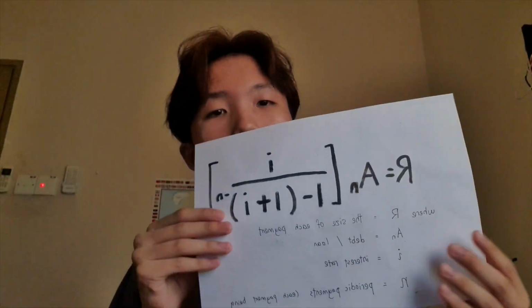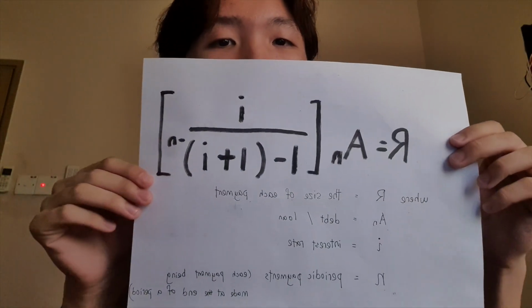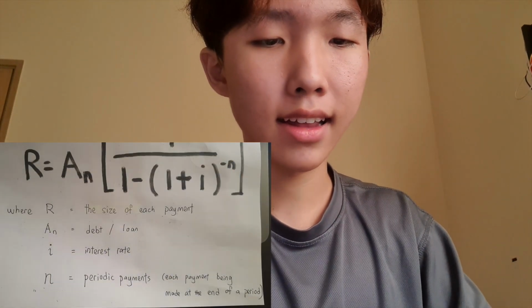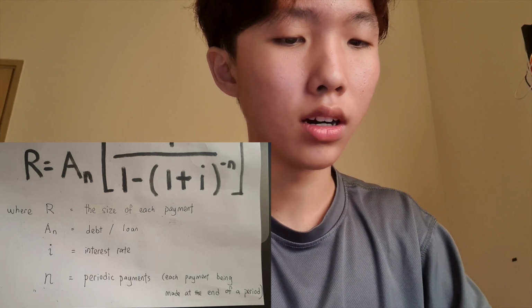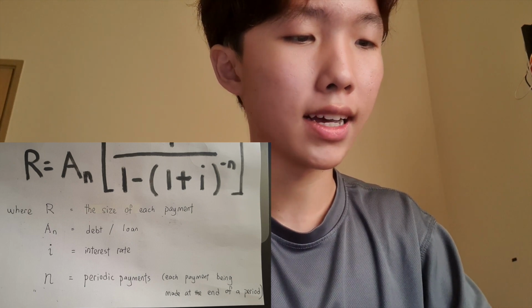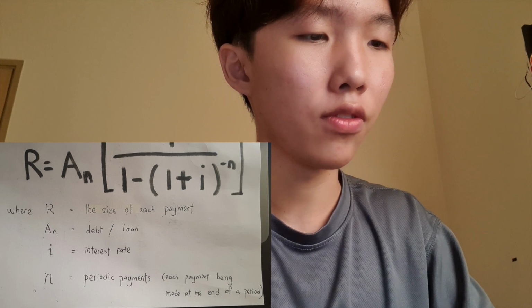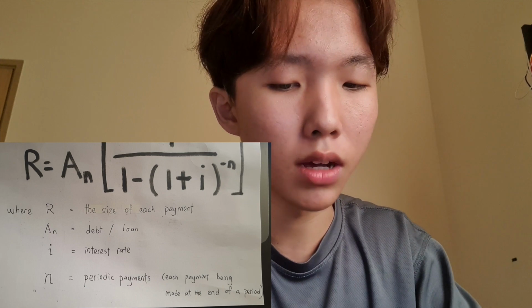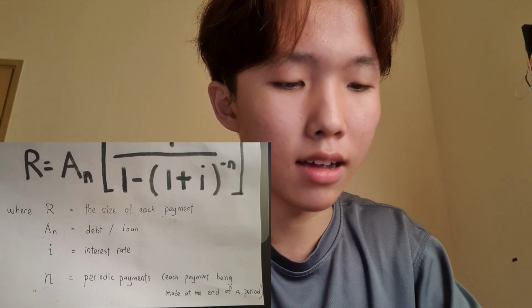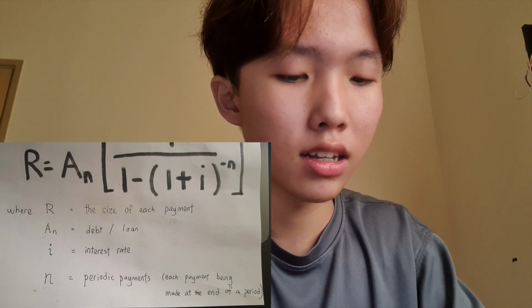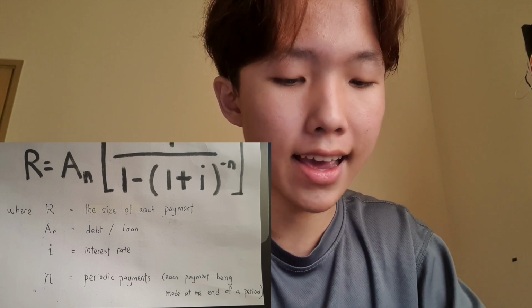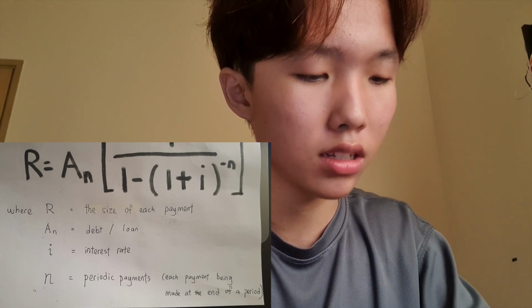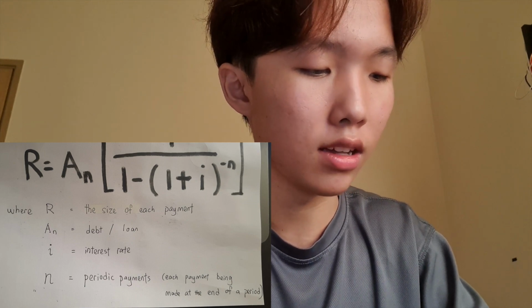Here is the formula of loan and amortization. R equals AN times (I over (1 minus (1 plus I) to the power of negative n)), where R equals the size of each payment, AN represents the debt or loan, I represents the interest rate, and N represents periodic payments, each payment being made at the end of a period.